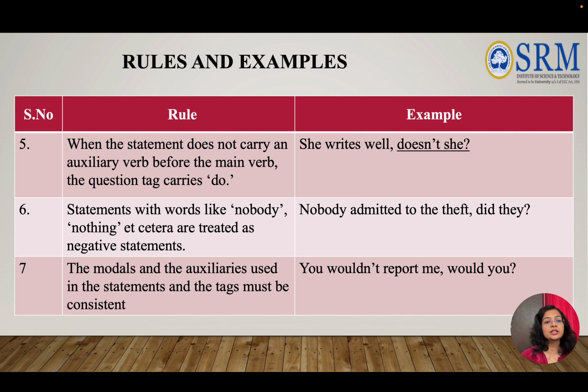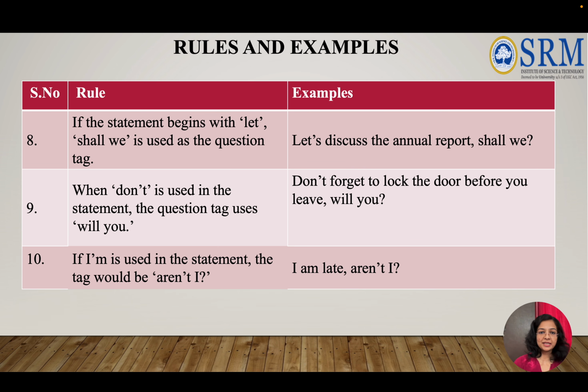The modal and the auxiliary used in the statement and the question tag should be consistent. For example, here would is used. You wouldn't report me. So the same word you have to use in the question tag, would you. If your statement begins with let's, then your question tag should be shall. Always, despite the fact whether your statement is positive or negative. If it is beginning with let's, question tag should be shall.